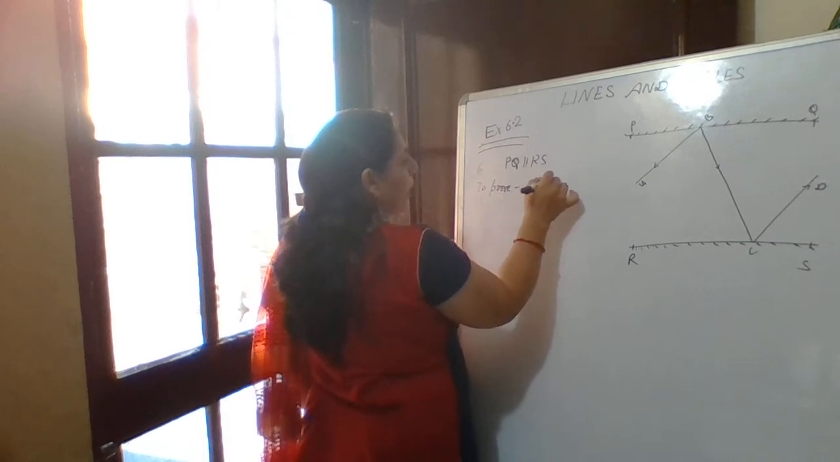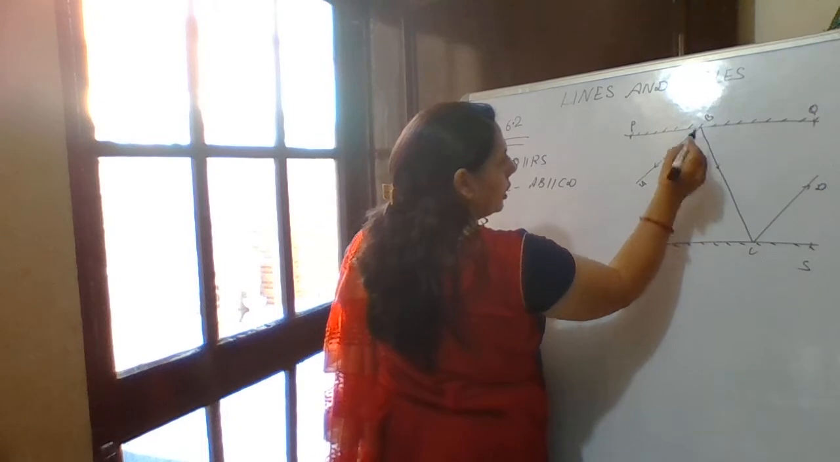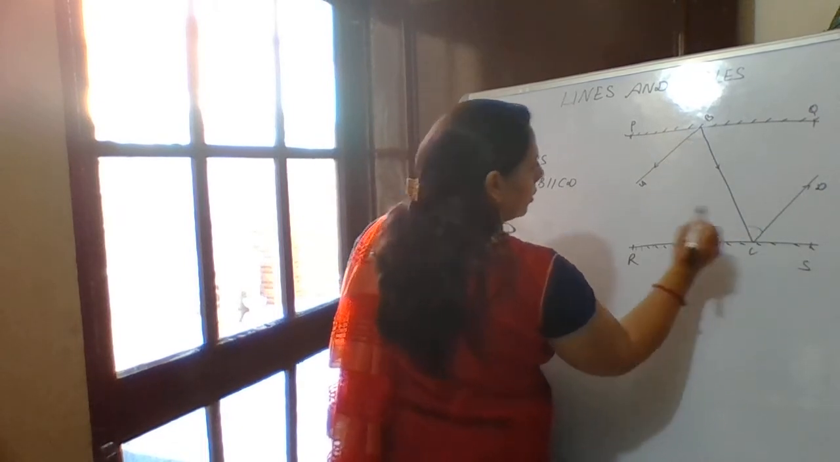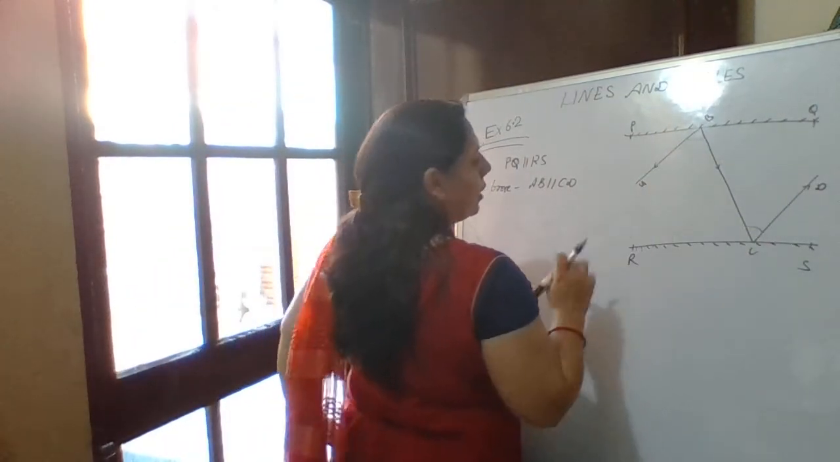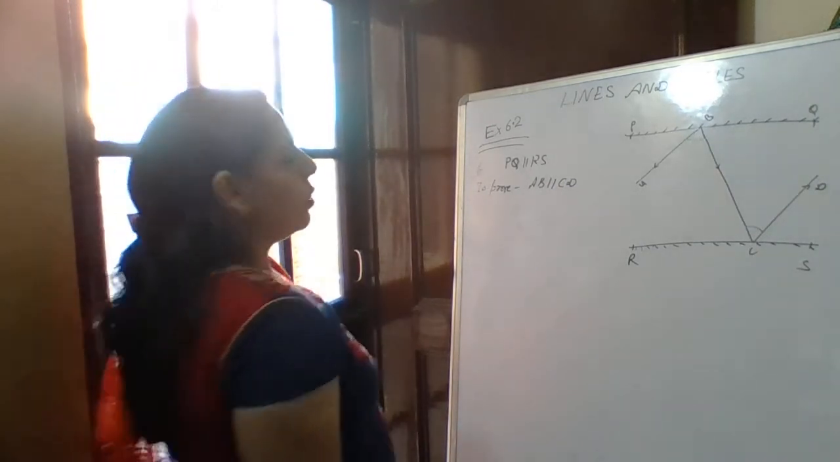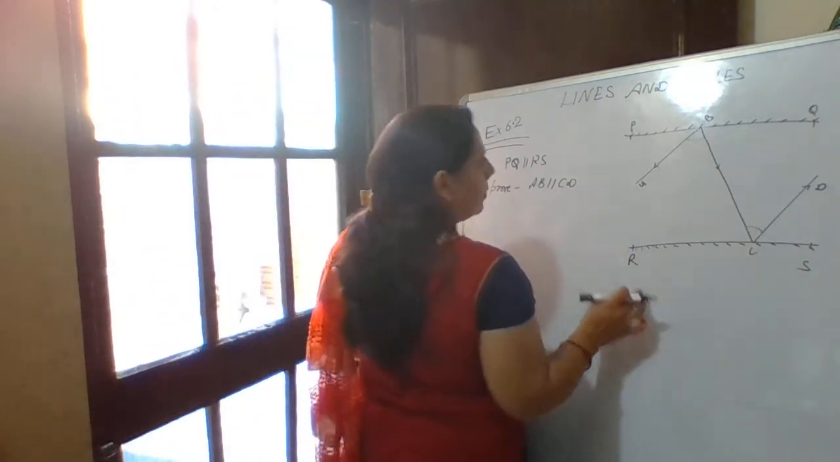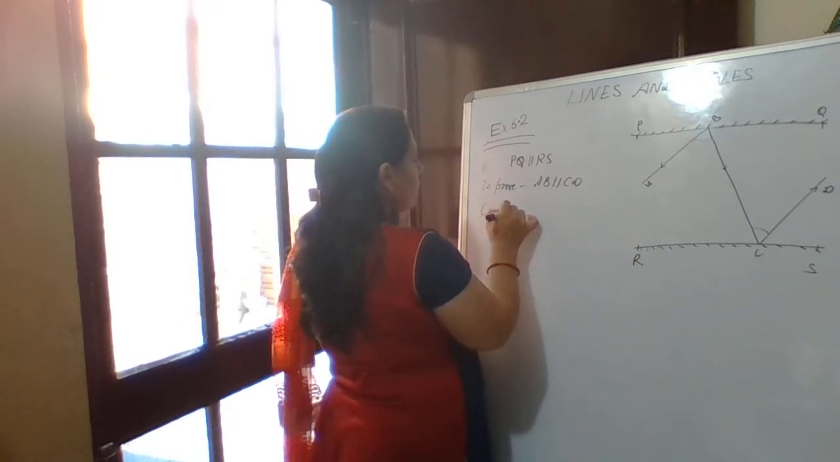AB parallel to CD. For proving AB parallel to CD, we have to prove that this angle equals this angle, so that these are alternate interior angles, and if the alternate interior angles are equal, then two lines must be parallel. So for proving this, we will do the construction.